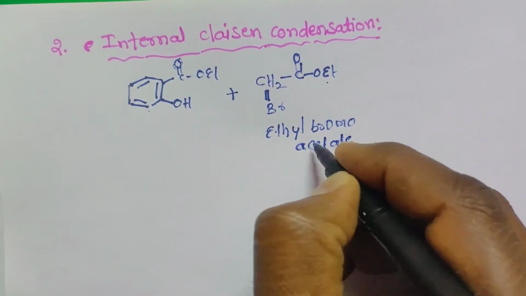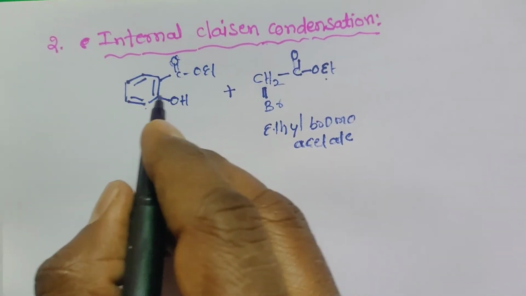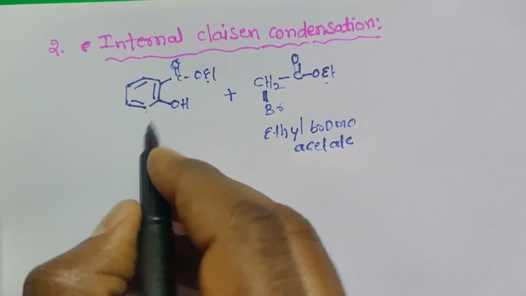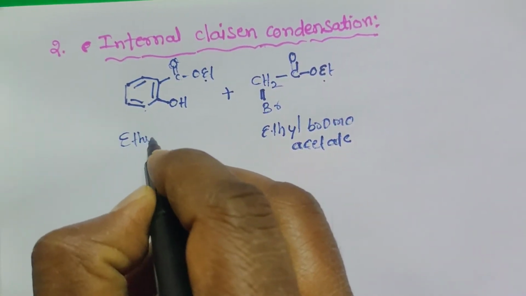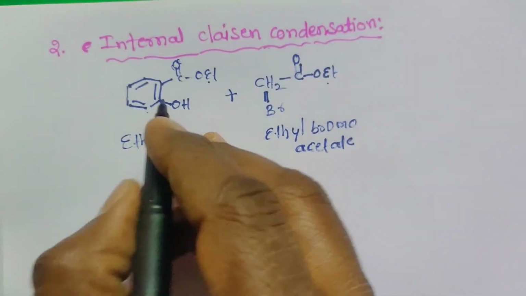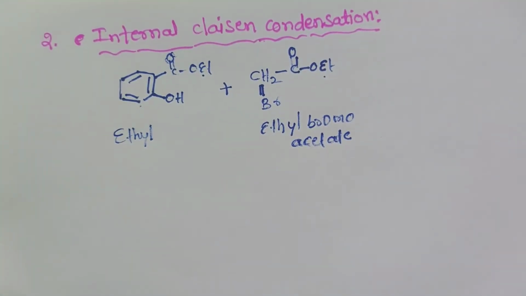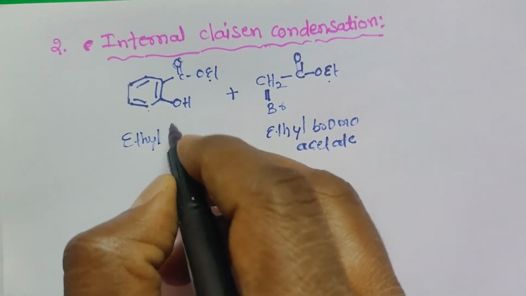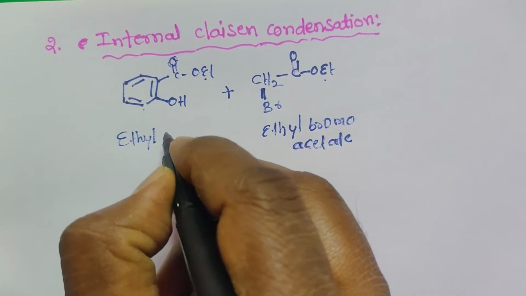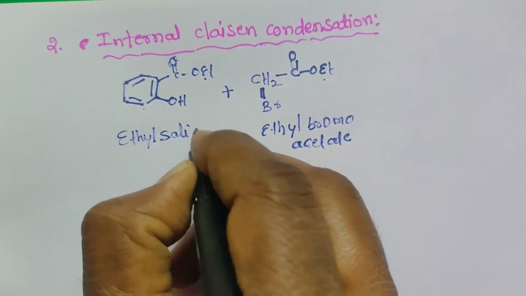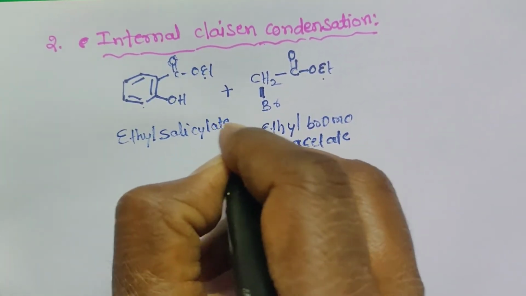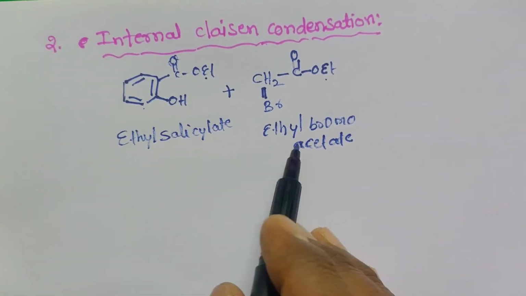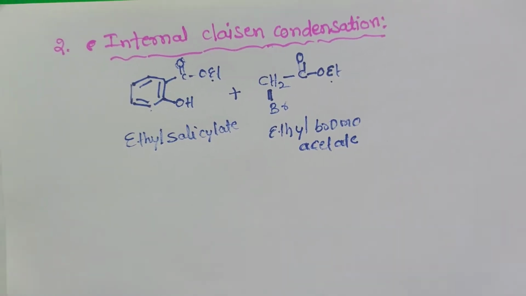So here we use the two reactants. This one is the ethyl salicylate. Orthohydroxybenzoic acid is known as the salicylic acid. So the name of this compound is ethyl salicylate. So these two are the starting substances, ethyl salicylate and ethyl bromoacetate.